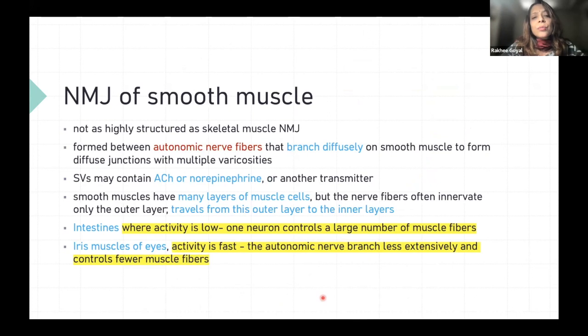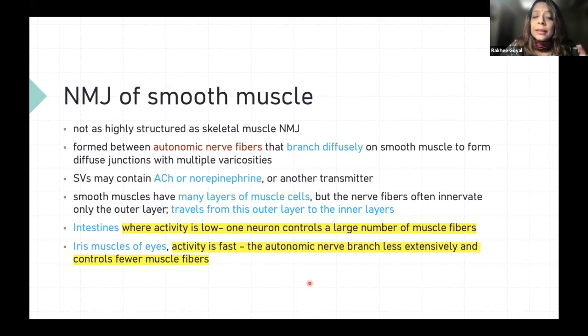Now, this we talked about in the skeletal muscle. When we talk about the smooth muscle, they're slightly different from the skeletal muscles. They have autonomic nerve fibers. They branch diffusely. And importantly, besides acetylcholine, they have other neurotransmitters such as norepinephrine. The smooth muscles have many layers of muscles, and this action potential is traveling from outer to inner layers.